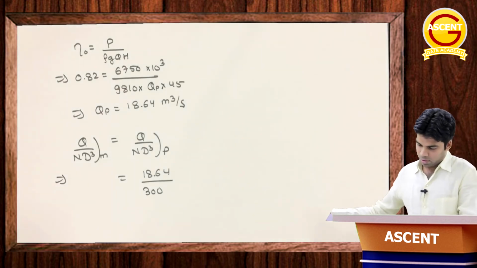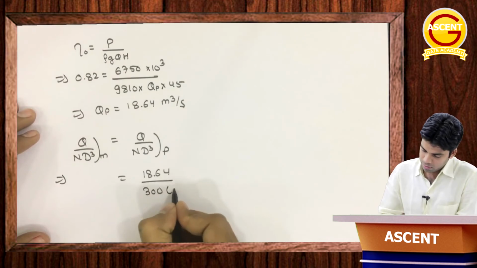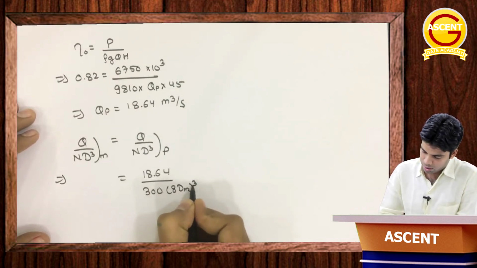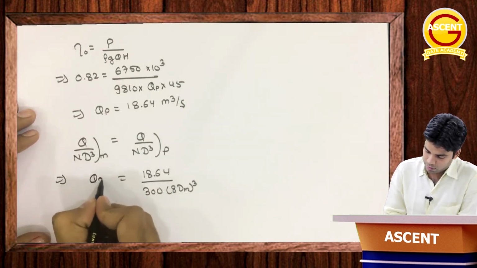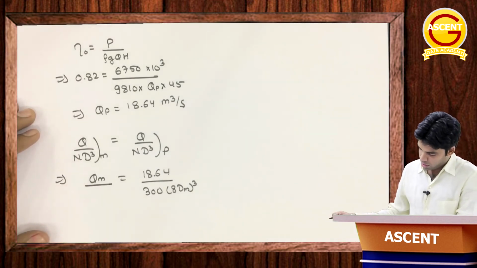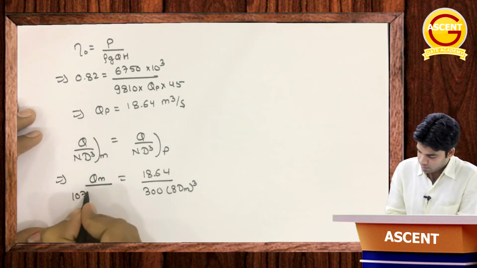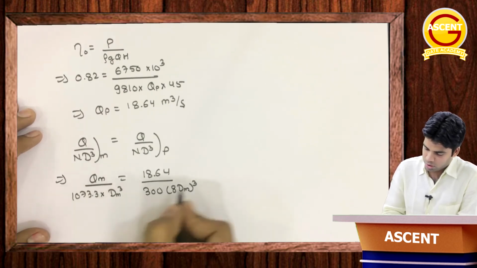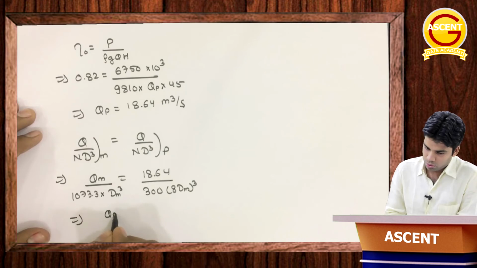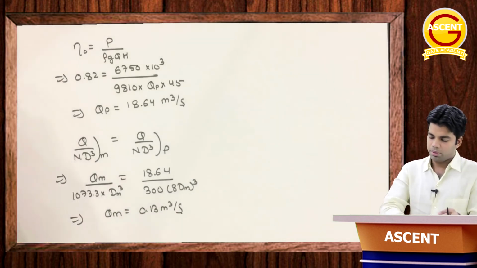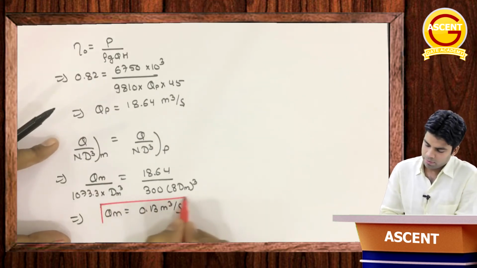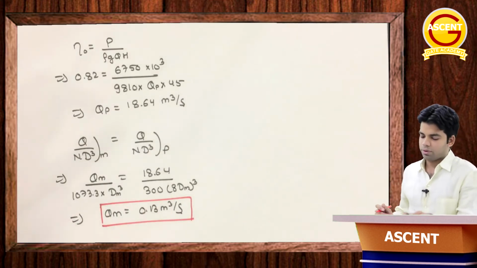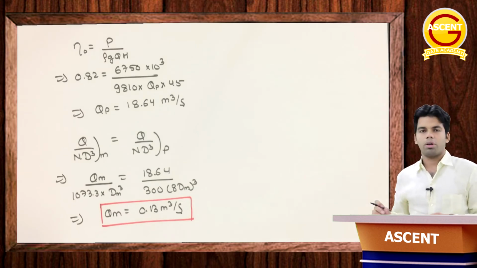Okay, and D of prototype can be written as 8 times D of model. Q model, which we want to determine, divided by N model, which is 1073.3 into D model Q. D model Q will be cancelled out, and we will get Qm equal to 0.13 meter cube per second. Okay, very simple. So this is how we can determine different quantities for the model. Getting this?